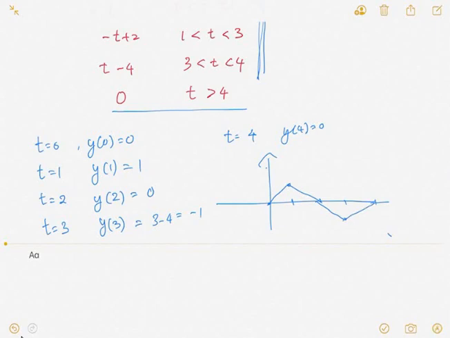Okay, so this is basically the y(t) graph. The y(t) graph. Alright, do you understand now?